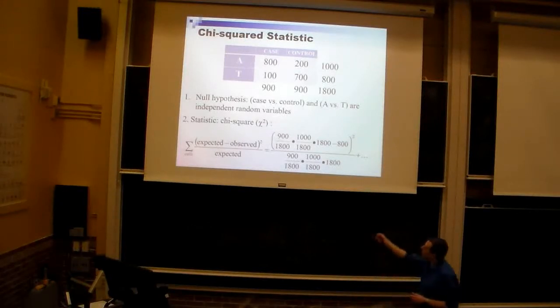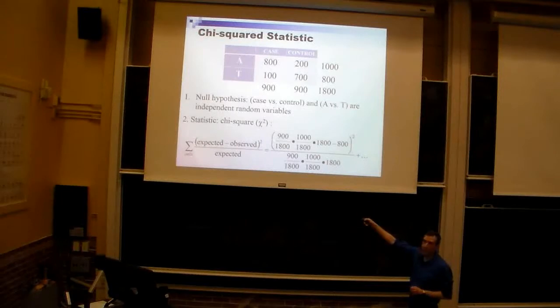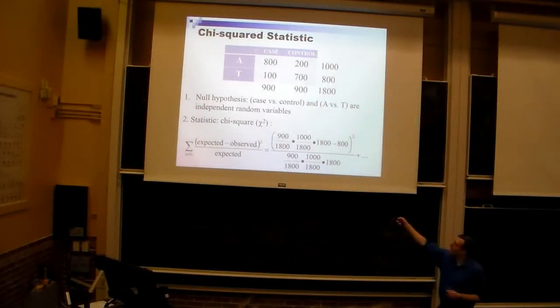So in other words, if we take this first cell here, we first want to look at the fraction of individuals who are cases. We have 900 cases out of 1,800 people, so 900 over 1,800, or 1/2 of the people should be cases. We multiply that by the fraction of people who should have an A allele. We have 1,000 individuals with A alleles and 800 individuals with T alleles, so we get 1,000 over 1,800, so 1,000 over the total number of people.